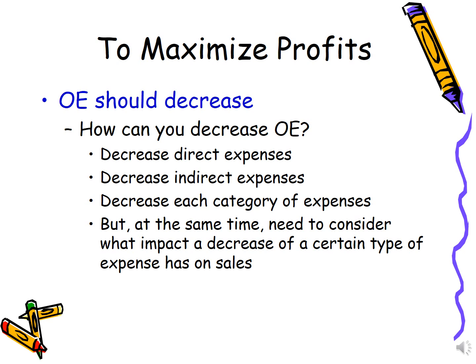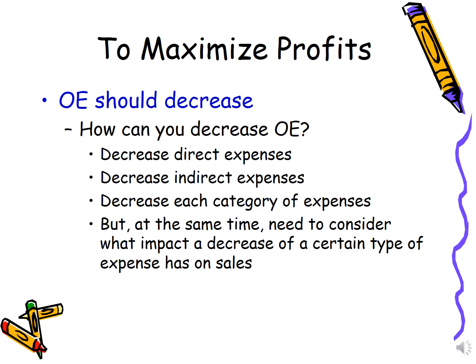So finally, what do we do with the operating expenses to maximize profits? Of course, a logical answer would be, let's decrease operating expenses. Then how can we decrease operating expenses? Operating expenses are calculated by adding up all the different categories of expenses. So basically, decreasing every category of expenses will lead to a decrease in total operating expenses. We can try to decrease direct expenses, indirect expenses, any different categories of expenses.